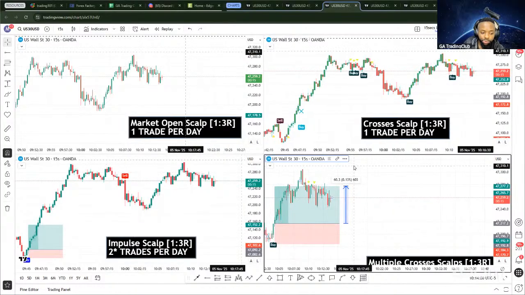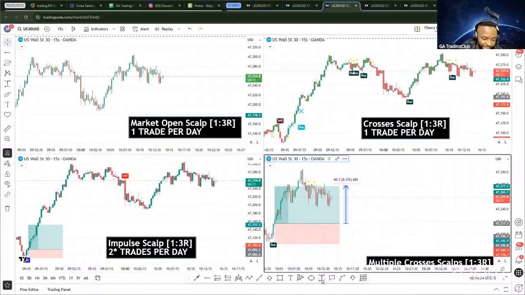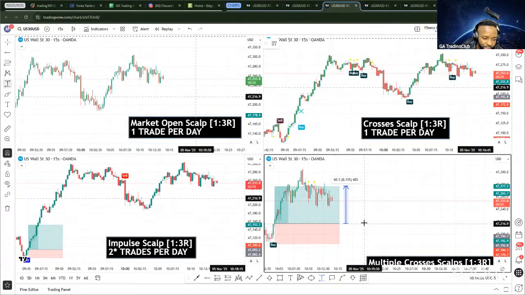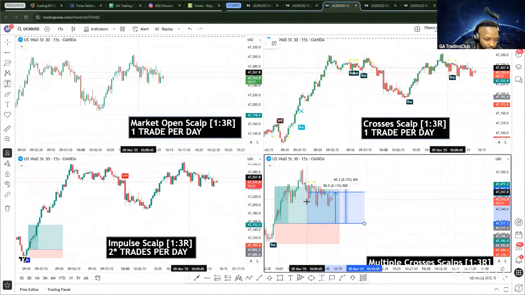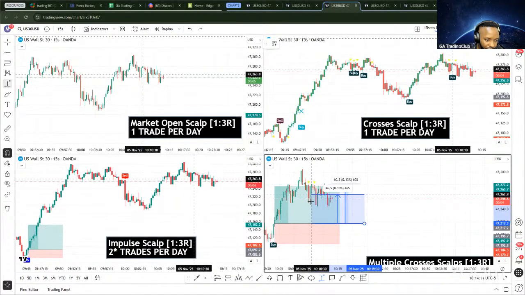Now, for this trade, if you would have waited for the exit signal, the exit signal came at this candle right here, this red candle right here.